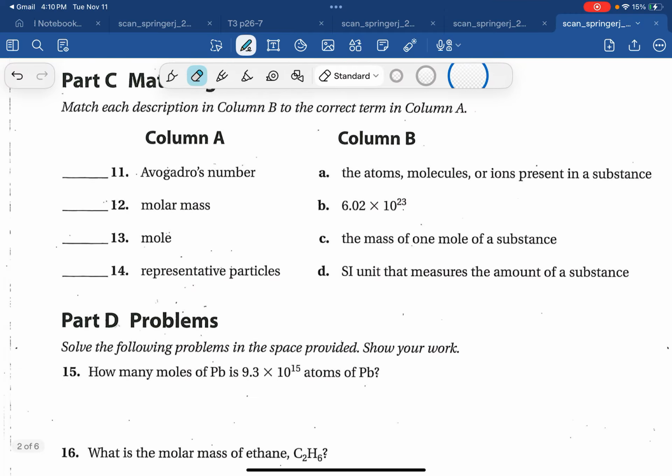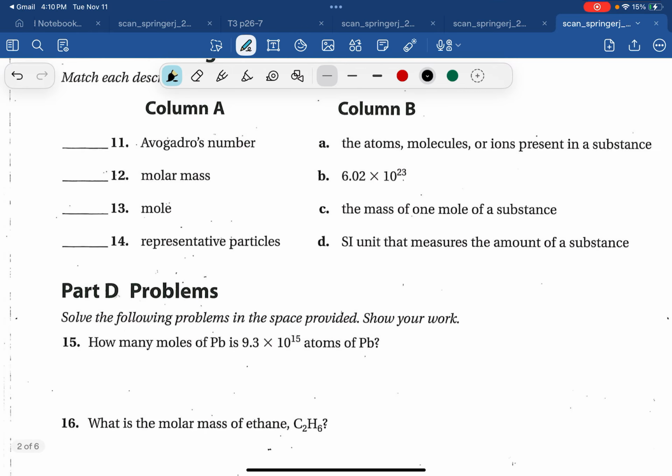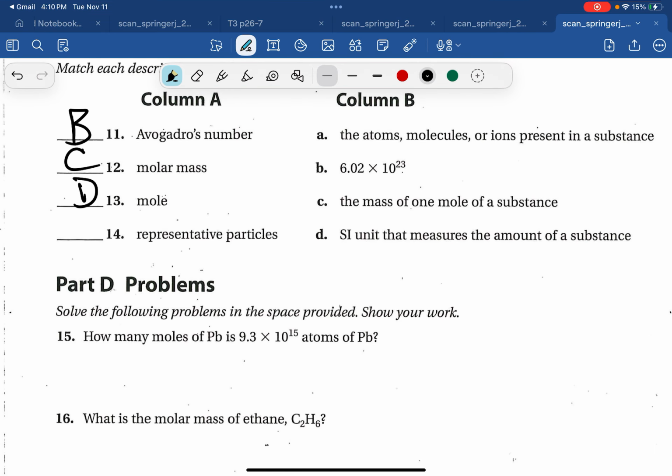All right, so matching Avogadro's number, that is that 6.02 times 10 to the 23rd. And molar mass is the mass of 1 mole of something. And mole then is the SI unit that measures the amount. That's key later on. And represented particles, then, are the atoms, molecules, or ions present. Okay.